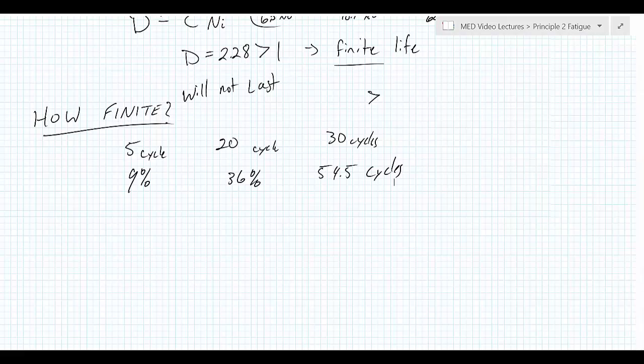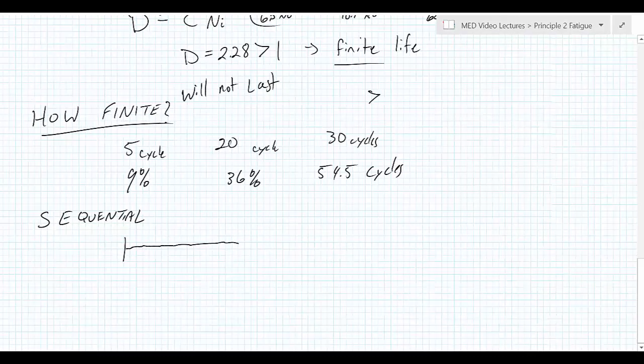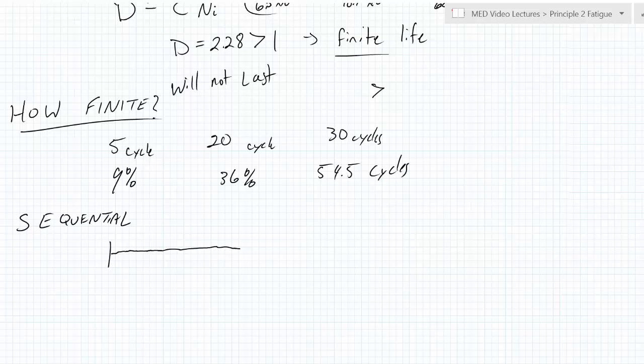So when will this part break? If we are sequentially loading it, that is, if we consider the part, it will go through 5 cycles at that high level, and then it will start doing 20 cycles. As soon as D equals 1 from the addition of those two, then it will break. So we won't ever get past through all 20 cycles if we did it sequentially.